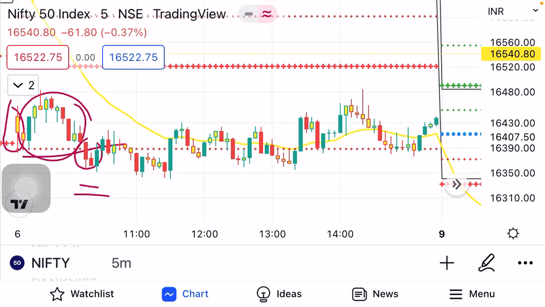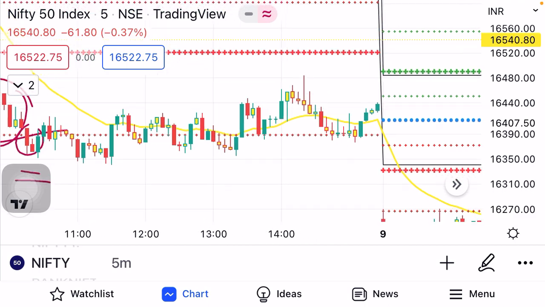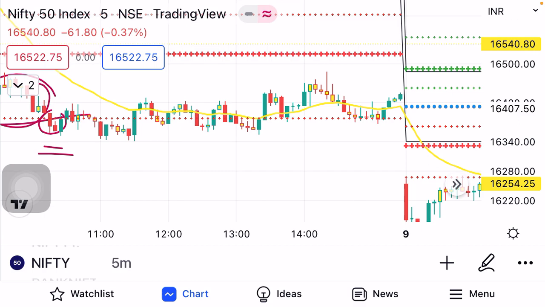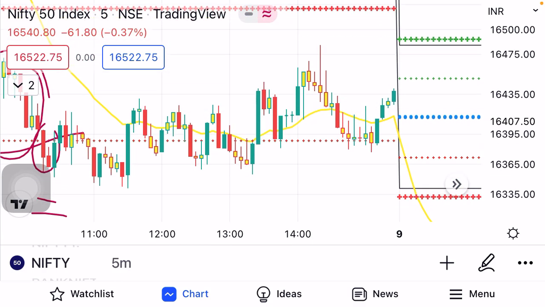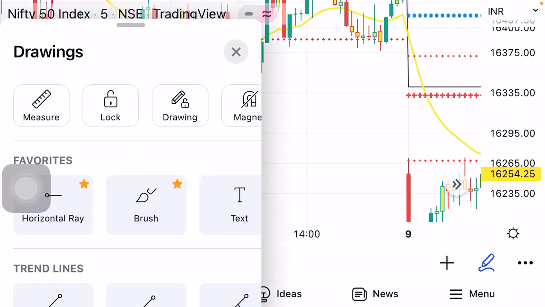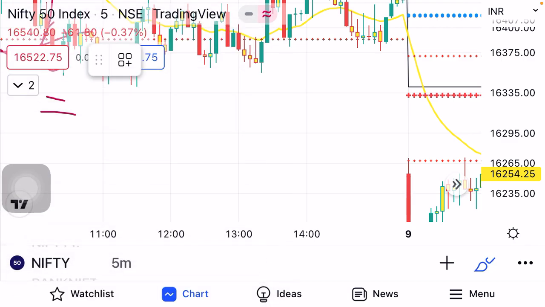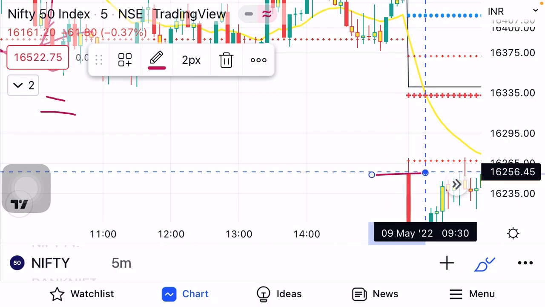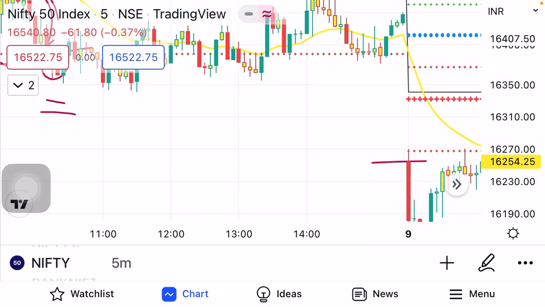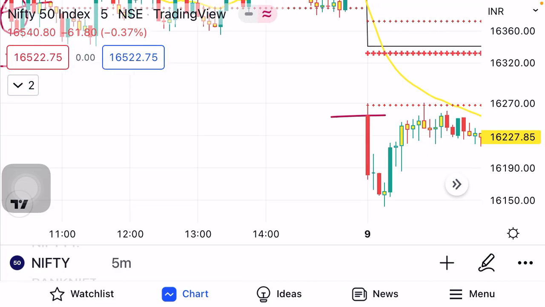that is on 9th is Monday, and the CPR is very narrow, right? It's too narrow, and the opening of the candle is gap down. So it's a huge gap down. We'll wait for at least some time for the 20 EMA price action.